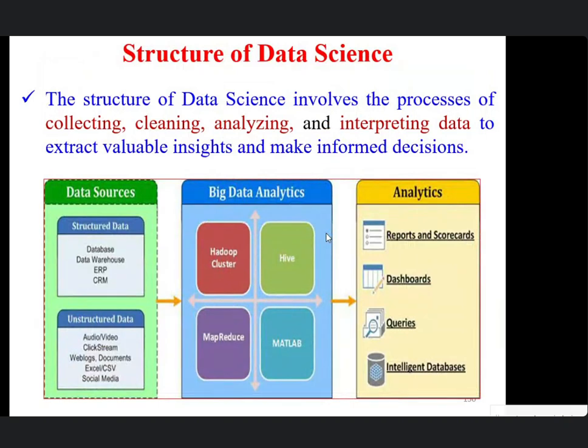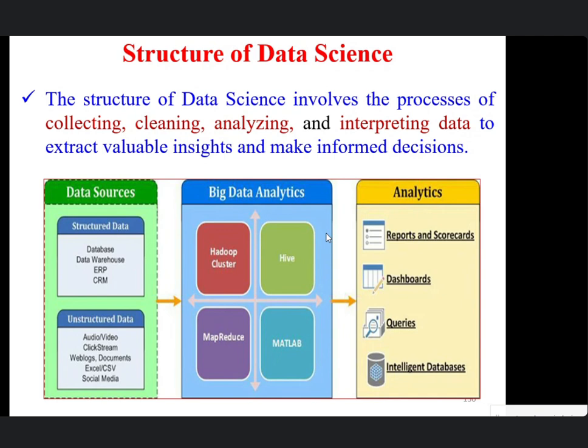Then the structure of data science is nothing but a collection of 3 tiers: tier 1, tier 2, tier 3. The structure of data science involves the process of collecting a huge volume of data. We are cleansing the data with the help of binning and box plot techniques. We are analyzing various kinds of data, and interpreting data after implementation of the output or results to extract valuable insights and meaningful data and make informed and better decisions.